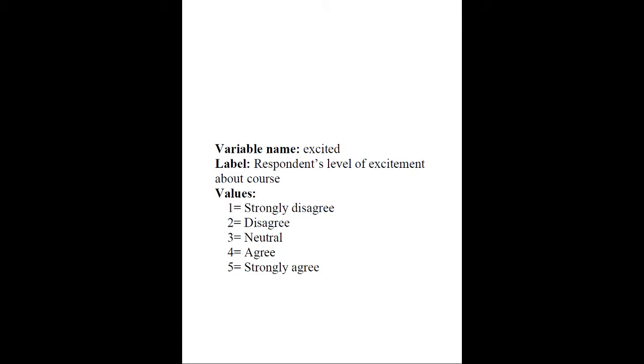Of course, this is a categorical variable because it is comprised of categories that range from strongly disagree to strongly agree. And of course, because these categories can be ordered, this is specifically an ordinal level variable.